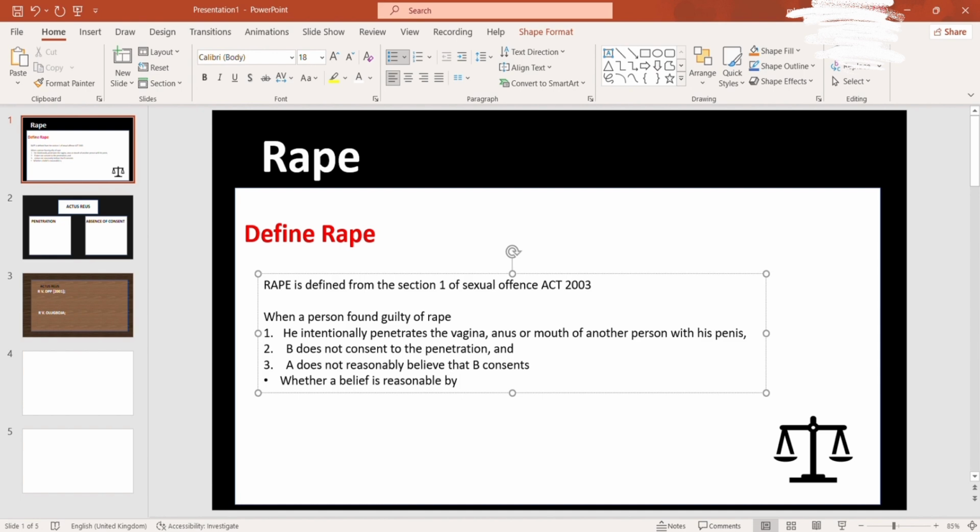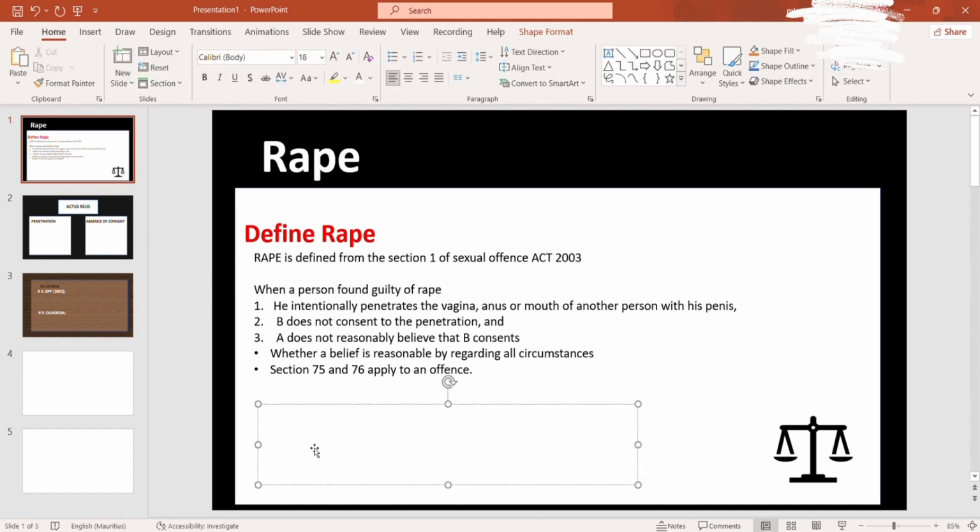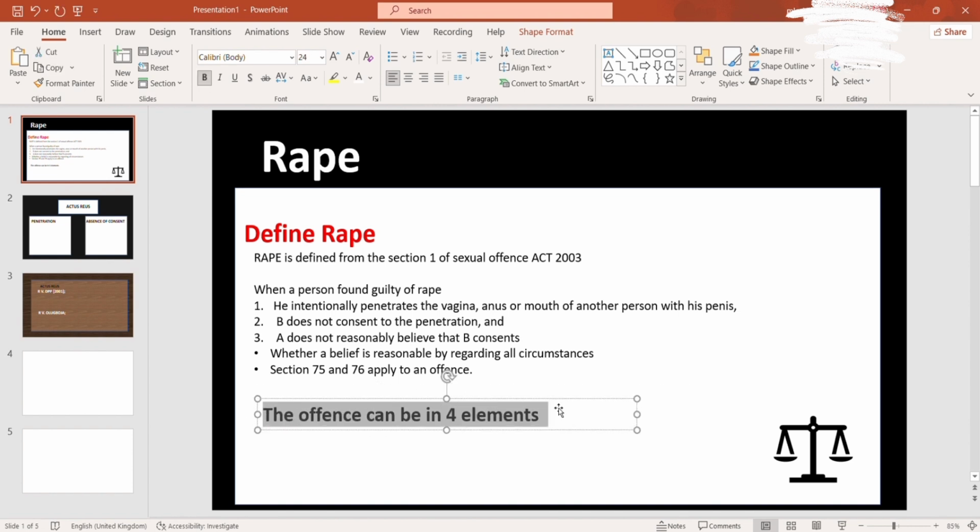For example, A is the guilty party and B is the victim. If B is a victim, the most common case you can consider is Dr. Moumita. So then we have the third element: A does not reasonably believe that B consents. Whether a belief is reasonable is judged by regarding all the circumstances, and Section 75 and Section 76 apply.